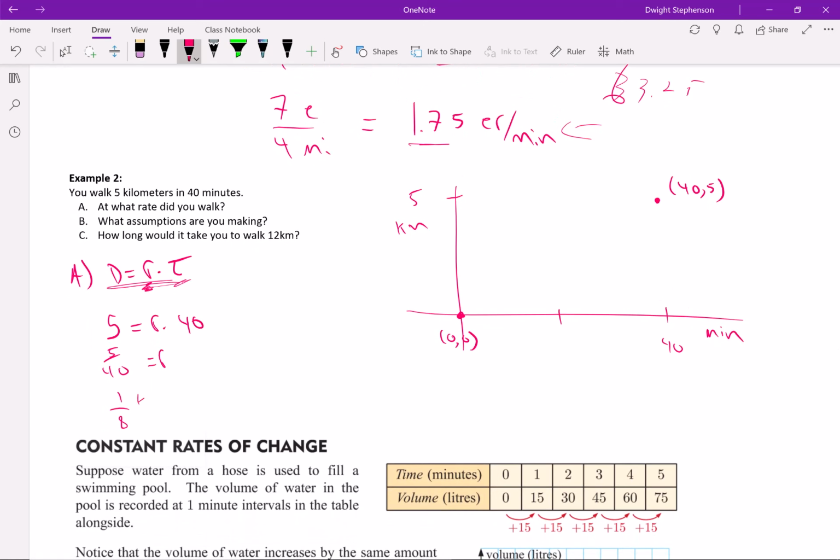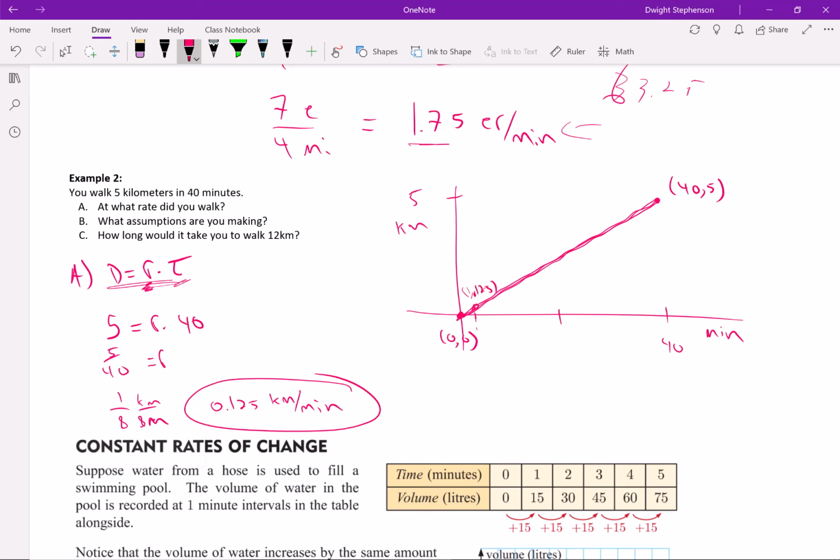So you're saying 1 kilometer per 8 minutes, or that would be 0.125 kilometers per minute. So that's your unit rate. And what you're assuming here is that you're just walking at a very constant rate. That's the assumption you're making, that you're walking at 0.125 kilometers every minute. So if I just went out 1 minute, we would assume that every minute I've gone 0.125.